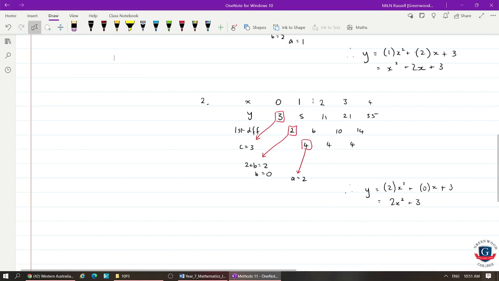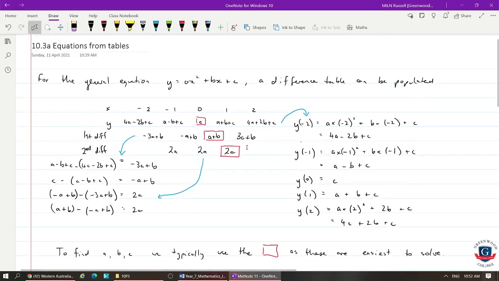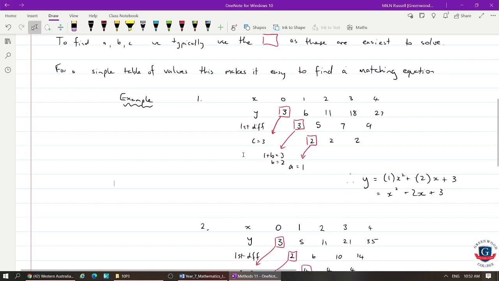Let's check if that works. 2 times 4 is 8, plus 3 is 11. 2 times 1 is 2, plus 3 is 5. 2 times 0 is 0, plus 3 is 3. Yeah, it works. And there we go. There's a fairly simple way of finding a quadratic equation from a table of values. Hope that helps.